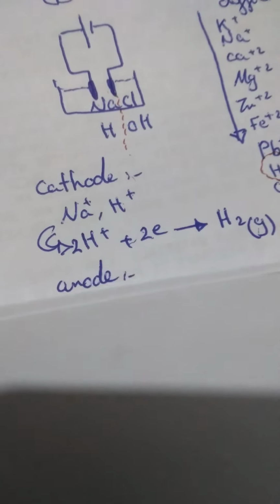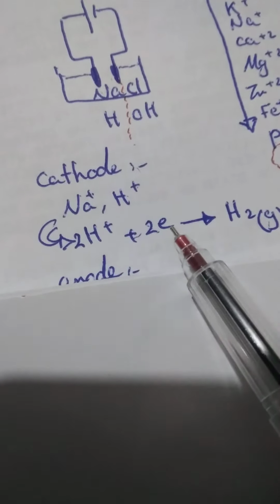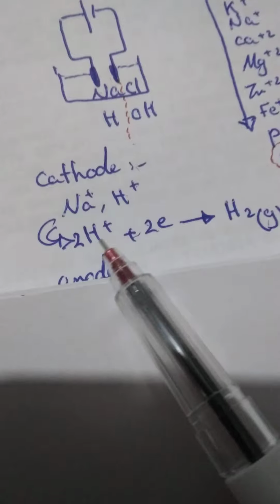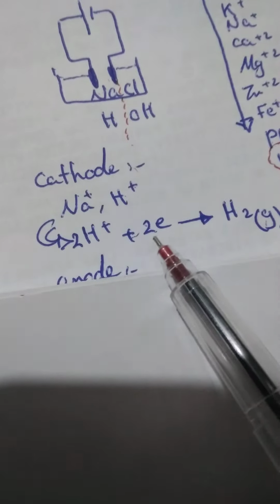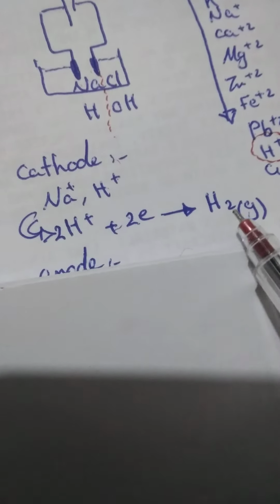According to what? First, according to the reactivity. The most reactive positive ion, which is sodium, will remain in solution, while the other ion, which is hydrogen, will be discharged at the cathode. How? It will be discharged by gaining electrons. Two ions of hydrogen will gain two electrons to form hydrogen gas. Once again, we have to know the properties of the gas here.